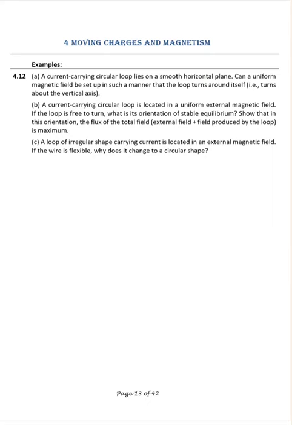In the first one, we have a current carrying circular loop that lies on a smooth horizontal plane. Can a uniform magnetic field be set up in such a manner that the loop turns around itself, that is, turns about a vertical axis? First question. Let us first understand the first question, then we'll go to the second one.